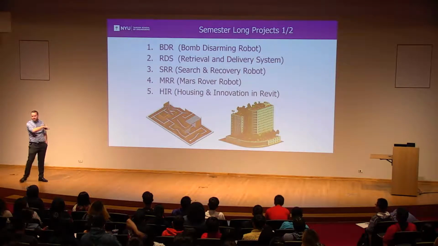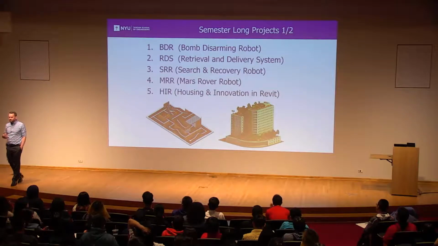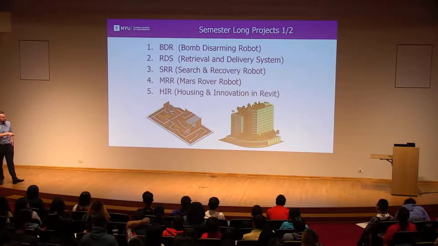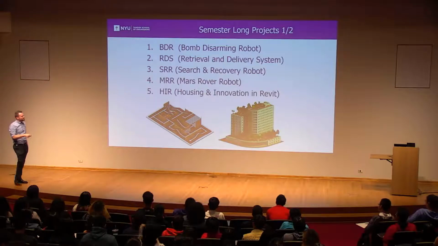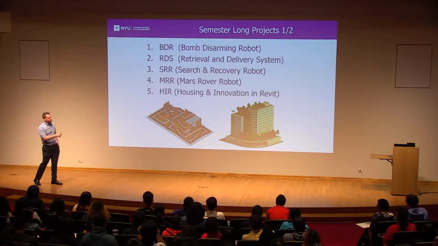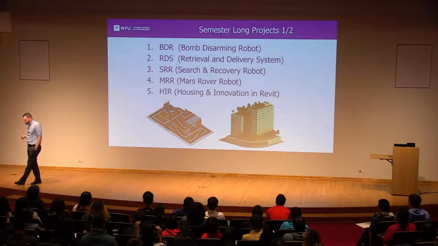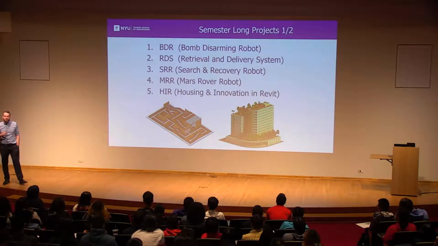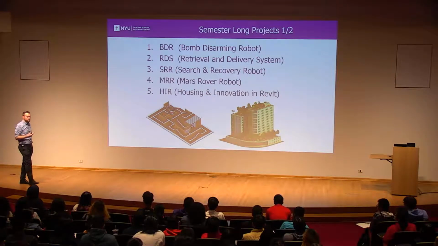So on the left is an example CAD drawing of one of the robot obstacle courses that we created. This is the bomb disarming robot. And then down here in the bottom right, we've got the Housing and Innovation in Revit, one of the award winners. One thing to keep in mind, we do award through what's called the Nick Russo Award.